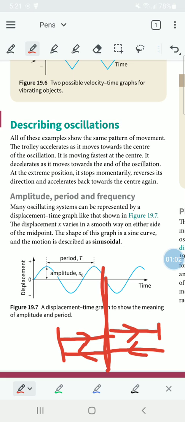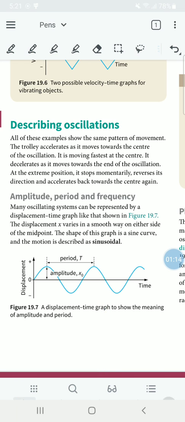Then at this far extreme end it comes to a stop momentarily and reverses the direction. That is another factor that you need to understand. Then there are different terms that are associated with these types of movements. The movement of this can be shown in a displacement time graph, and the displacement varies in a way that can be described as a sine curve.